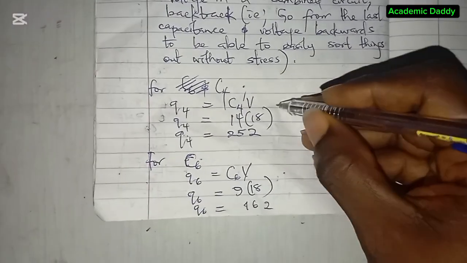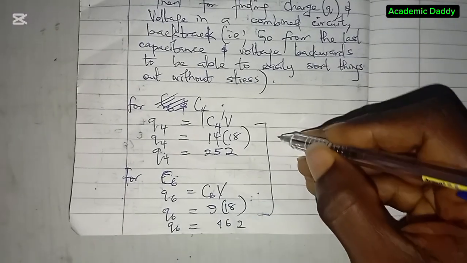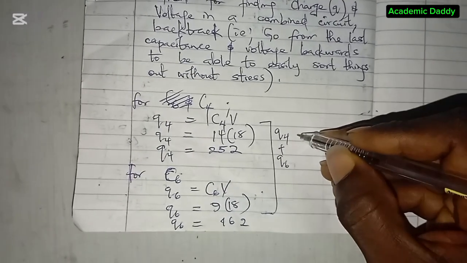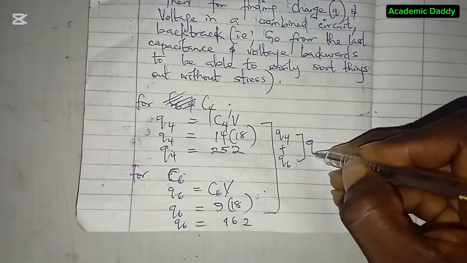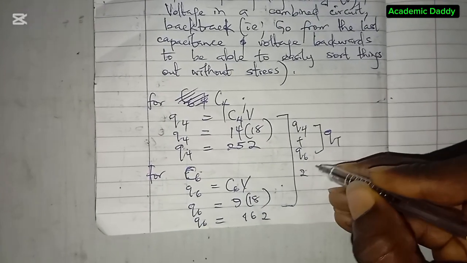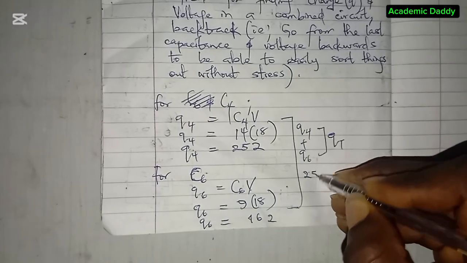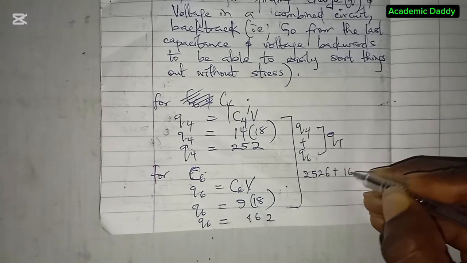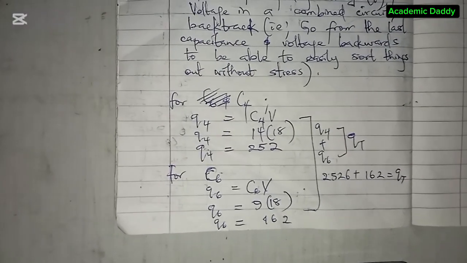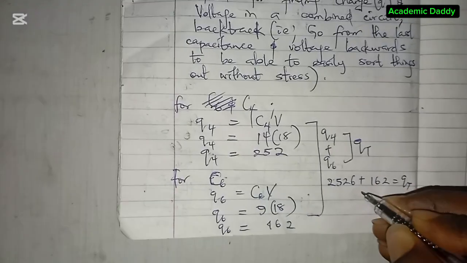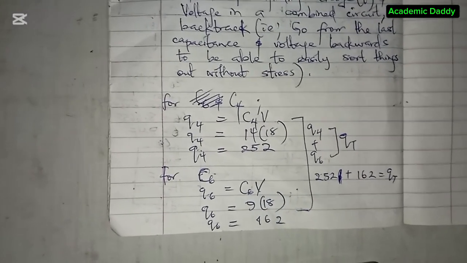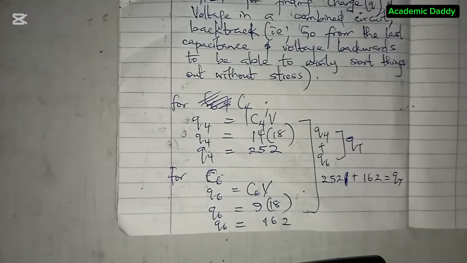Now, how do you know that you are correct? To know if you are correct, Q4 plus Q6 should give you the total charge, the Q total, which is the same thing as saying 252 plus 162 is equal to Q total. So let's check. 252 plus 162.